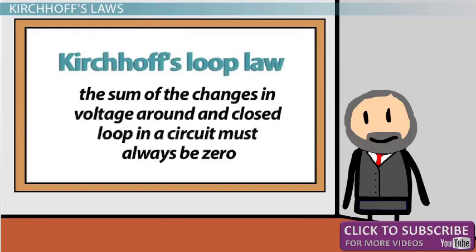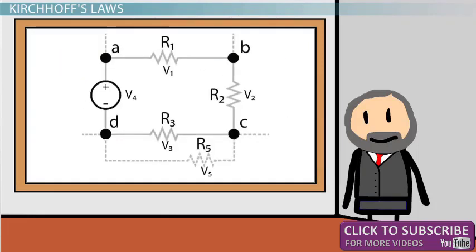Kirchhoff's loop law says that the sum of the changes in voltage around any closed loop in a circuit must always be zero. This means that if you add up the voltage across each circuit element all the way around the loop, you would get zero.